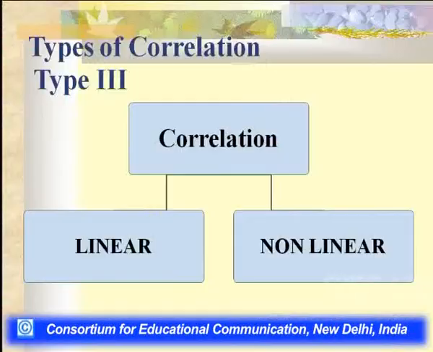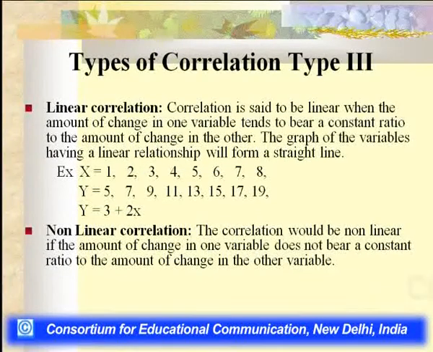Now, coming on to type 3 of the correlation. Type 3 correlation is of 2 types, the linear as well as the non-linear. As the name suggests, the linearity and non-linearity will define the types of correlation. So, let us expand on this.